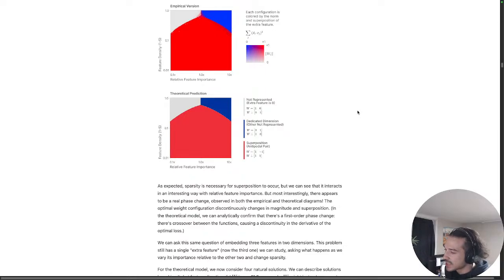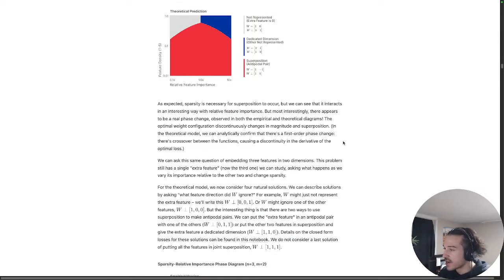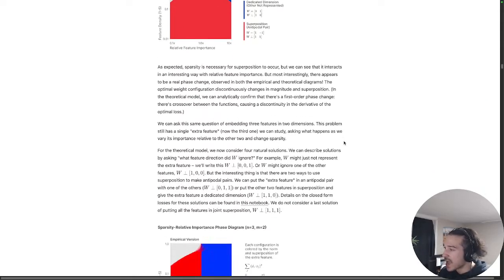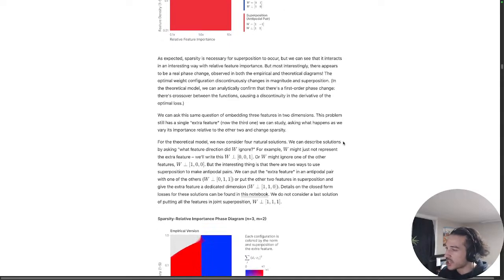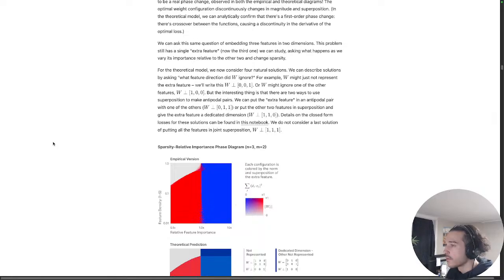We can ask this same question of embedding 3 features in 2 dimensions. This problem still has a single extra feature, now the third one. We can study what happens as we vary its importance relative to the other 2 and change sparsity. For a theoretical model, we now consider 4 natural solutions.